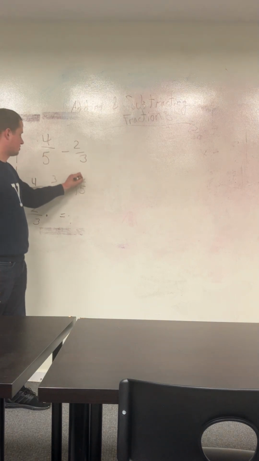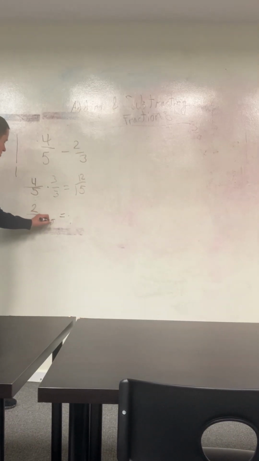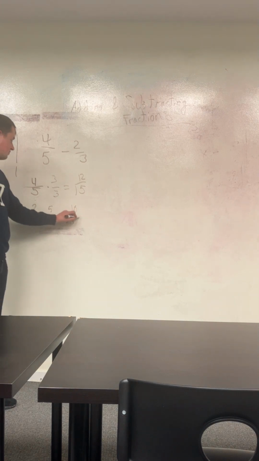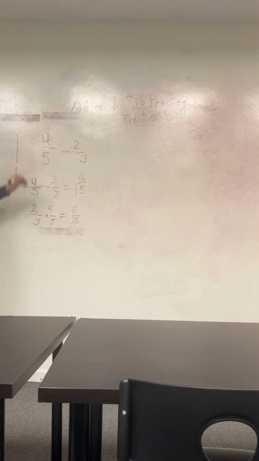So we could say 3 times 5 is 15. 4 times 3 is 12. We can say 2 times 5 is 10 and 3 times 5 is 15. Now what's the answer? I'm not even going to rewrite it. What's the answer to the problem?